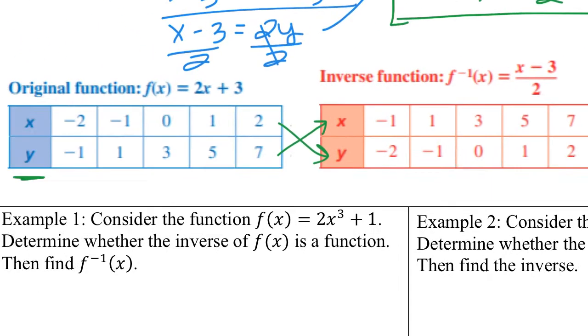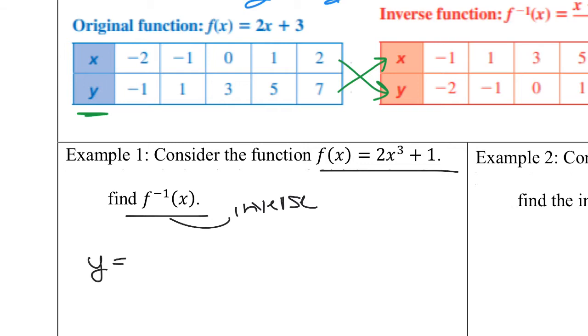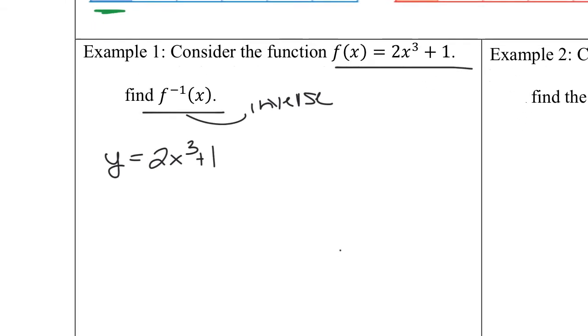So let's try example 1. Consider the function f of x equals 2x to the third plus 1. Find f negative 1 of x. Remember, this f negative 1 of x is talking about the inverse. So that means I need to find the inverse of my original f of x. Step 1 is change the f of x to a y. So I have y equals 2x to the third plus 1.